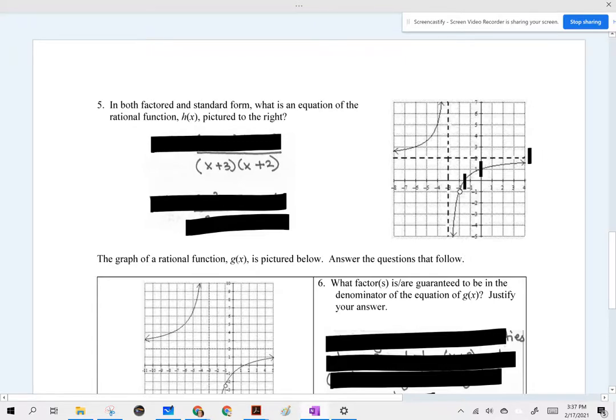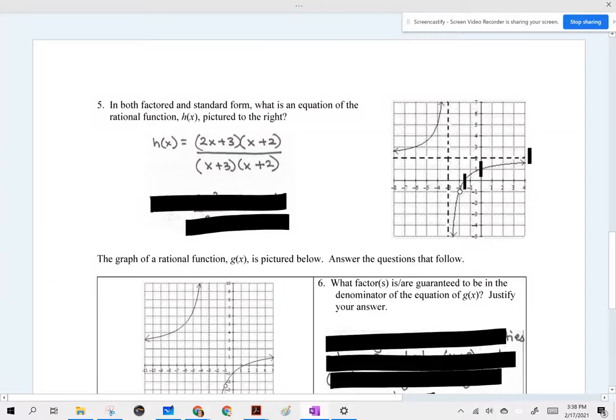And then you also need to pay attention to the horizontal asymptote. So let's take a look at that factor. So we get 2x plus 3, right? That's going to be negative 1.5. That's going to be that x-intercept. There's a hole at negative 2.